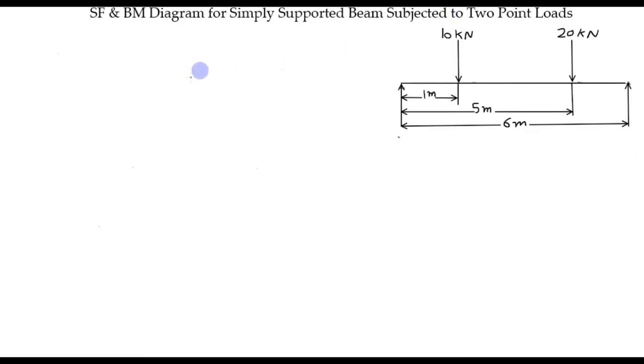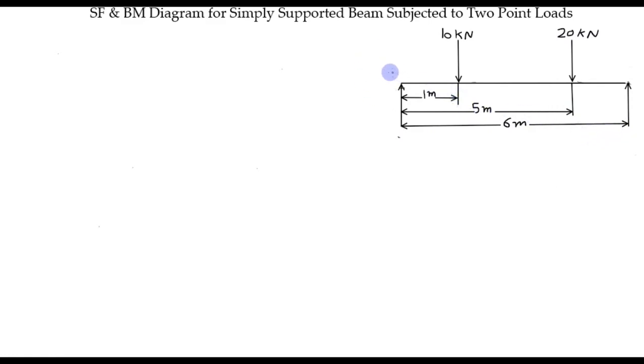Hello everyone, in this tutorial I'll tell you how to draw shear force and bending moment diagram for a simply supported beam subjected to 2-point load. So this is the example of simply supported beam which carries 2-point loads. The first one is a 10 kN which is at a distance of 1 meter from the left hand side, and second force is a 20 kN which is at a distance of 5 meter from the left hand side. The total span of the beam is 6 meter.